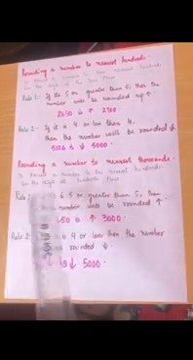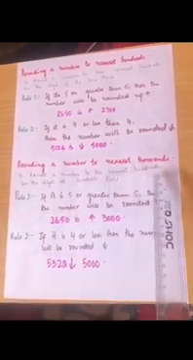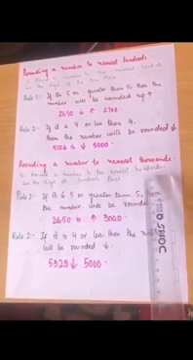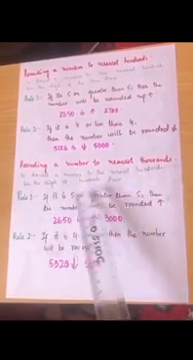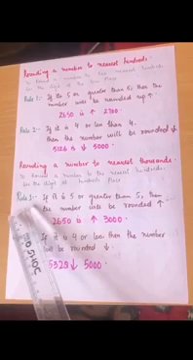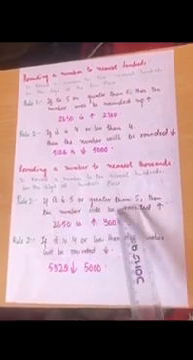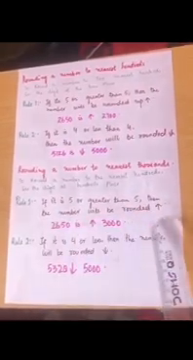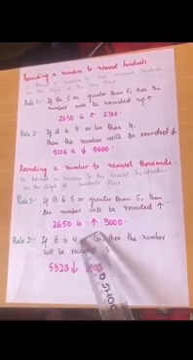Then, rounding a number to the nearest thousand. To round a number to the nearest thousand, see the digit at the hundreds place. Rule number 1. If it's 5 or greater than 5, then the number will be rounded up. 2650 is rounded up to 3000.